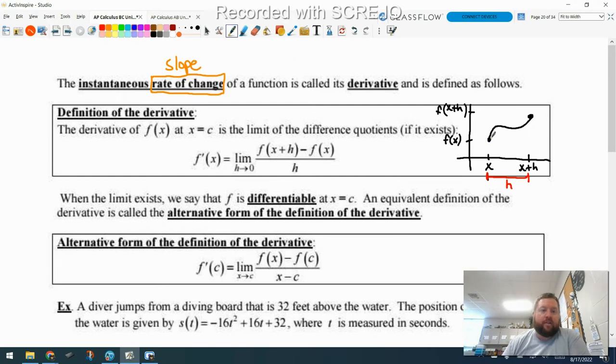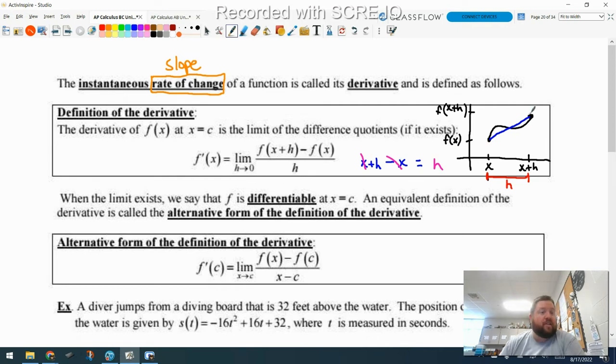So if I were to connect these with a secant line like that, the slope would be y2 minus y1, f of x plus h minus f of x. And then x2 minus x1, let's write out the work there, x plus h minus x. The x's will cancel out, and you're left with h, and that's what the denominator is. So this is x2 minus x1, which reduces down. So that's where that comes from.